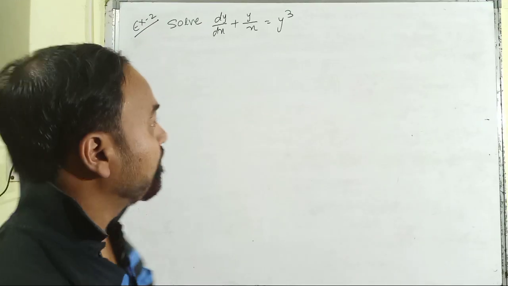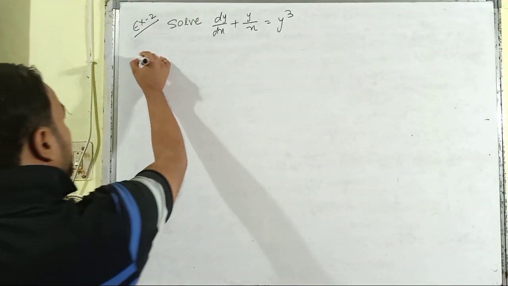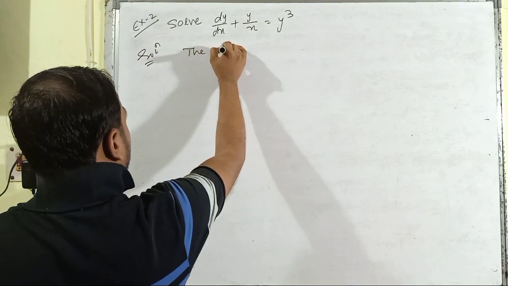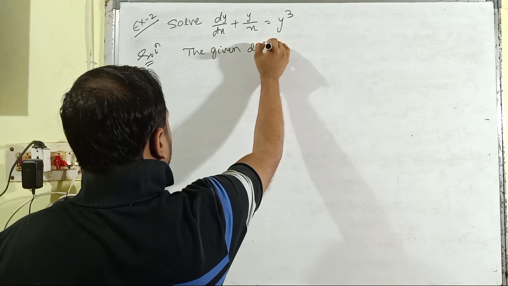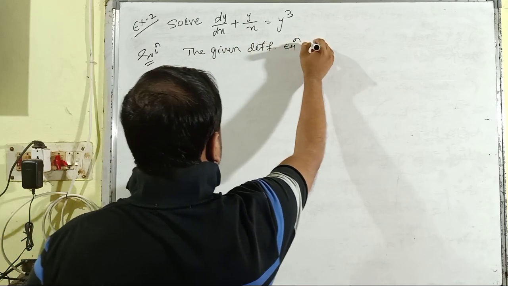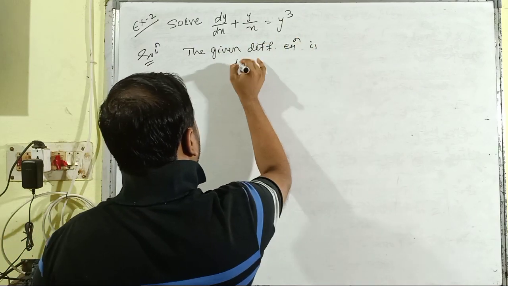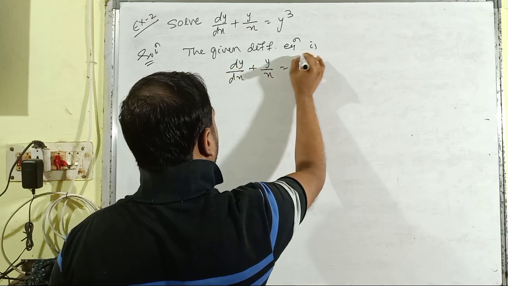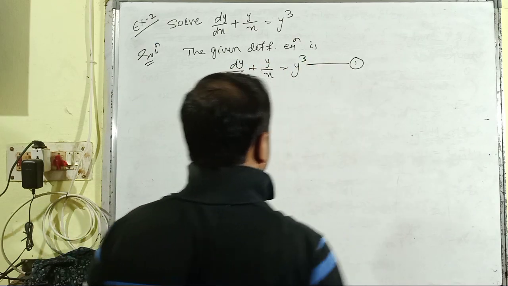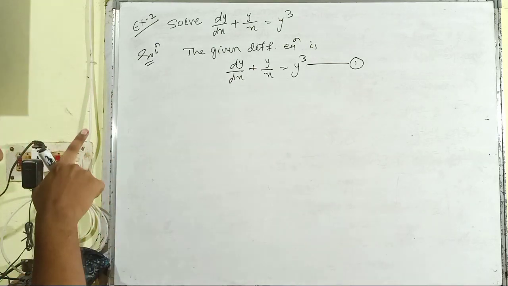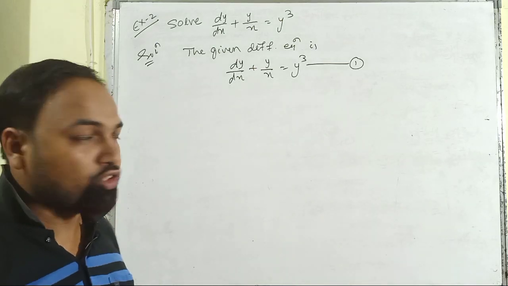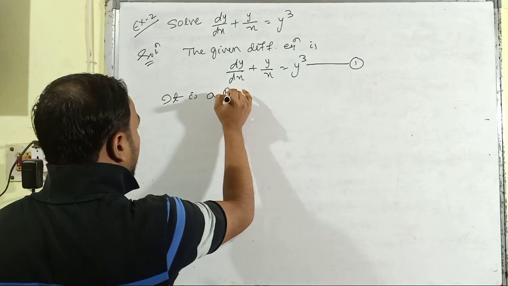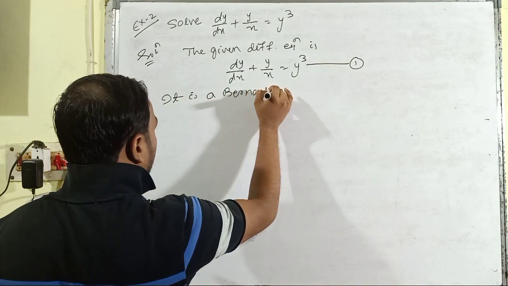Then let us go through the problem number 2 or example number 2. So here is the solution. The given differential equation is dy/dx + y/x = y^3. Let us take it as equation number 1, and you can see that this is in the form of a Bernoulli equation. So it is a Bernoulli equation.